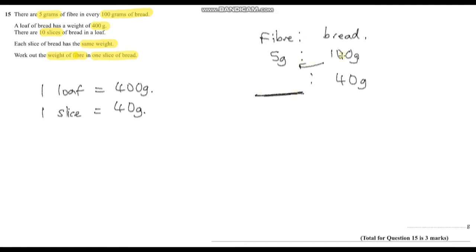So we can work out what this is. So to go from 100 to 5, well, we are dividing by 20. So 100 divided by 20 is 5. So if we do the same thing over here, if we divide by 20, that will give us the amount of fibre. So 40 divided by 20, well, that is 2. So there are exactly 2 grams. I just need to write 2 here because we've already got the grams. There's 2 grams of fibre in 1 slice of bread.